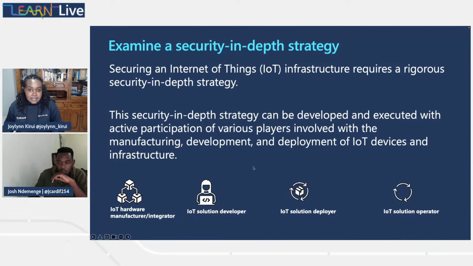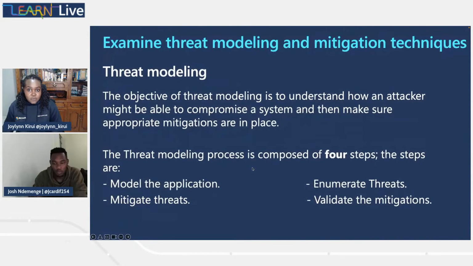So next, we'll just cover threat modeling and mitigation techniques in brief. So Josh, how do you think an attacker would attack an IoT solution? As we were talking about traffic lights, the whole IoT solution is connected to a gateway, which is connected to an IoT hub and to the backend services. Where would I, as an attacker, try and target?